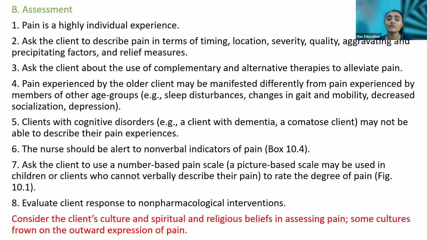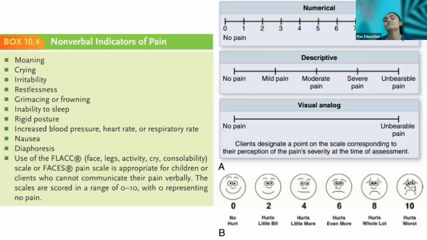So what will you do in such patients? We will assess the non-verbal signs, the indicators of pain. What are the non-verbal indicators of pain? Moaning, crying, irritability, restlessness, grimacing or frowning, inability to sleep, rigid posture, hypertension, tachycardia, tachypnea, nausea, diaphoresis.